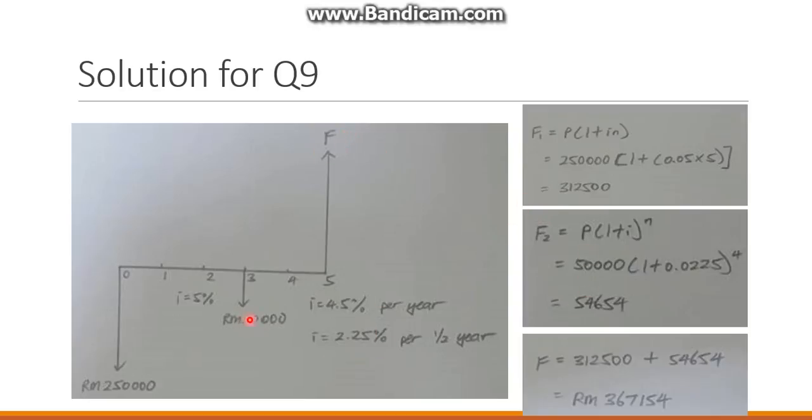The second one is for the 50,000. The interest rate is 2.25% per half year, which means that n is equal to 4, because there are 2 years in between, and every half year is 2.25%. So for 2 years, n is equal to 4, and we get 54,654. We add these two values up, and we get 367,154, which means that the F value we get is 367,154. So that's all for my FOC Task 2. Thank you.